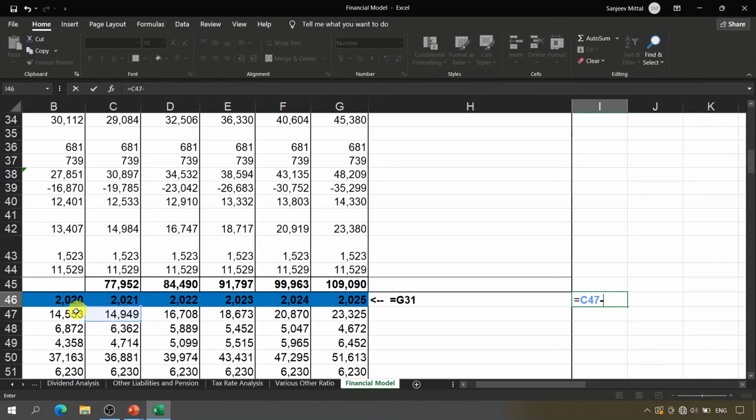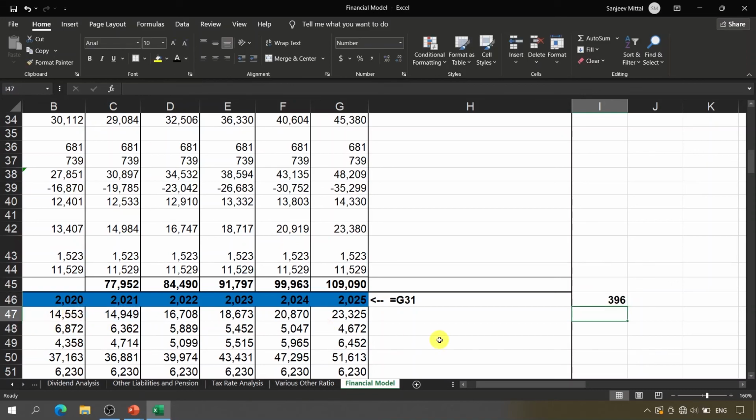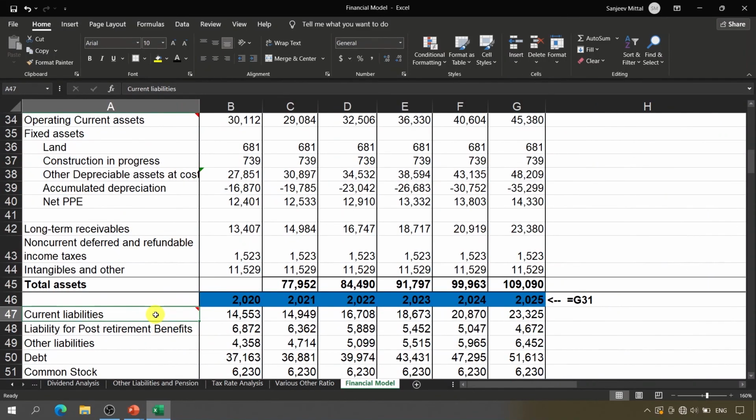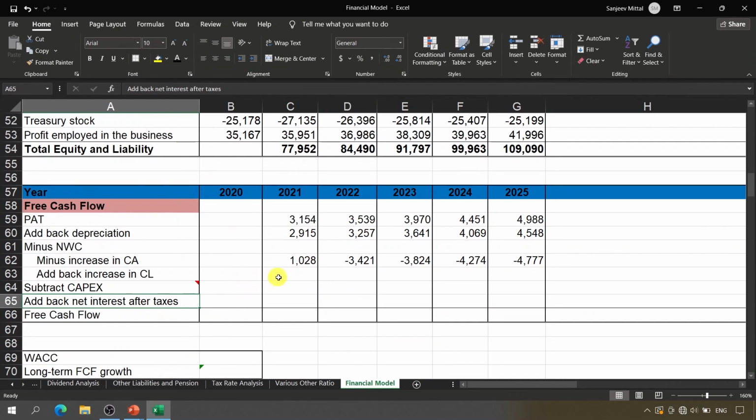And what is the amount of that increase? You will simply say the difference of both of them, that is 396. The current liabilities which had been increased shall increase the cash flows. Similarly, if you see the year 2021 current liabilities and the year 2022 current liabilities, you can again see that the current liabilities are increasing, which shall increase your cash inflows.